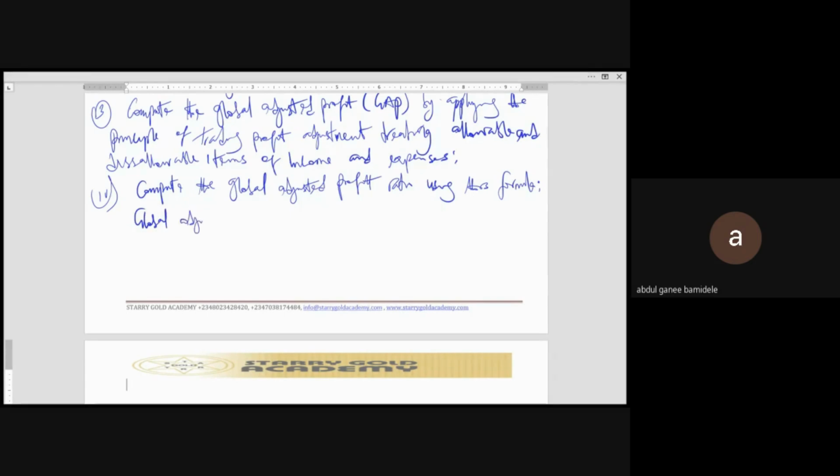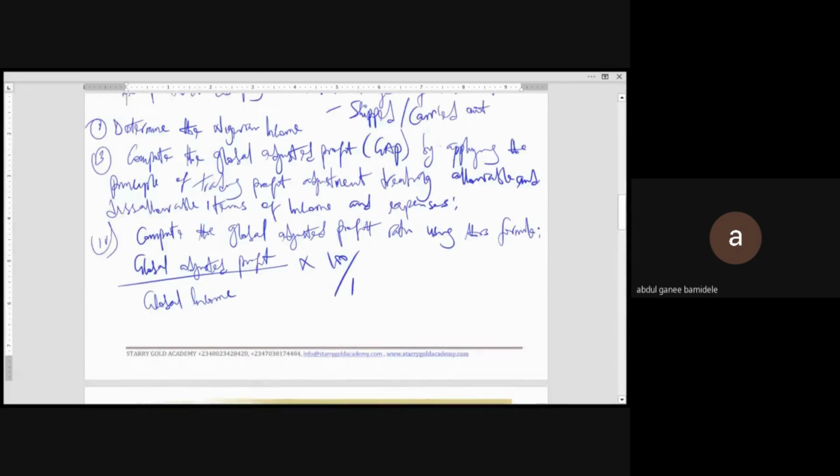Global adjusted profit divided by global income, multiplied by 100 divided by 1. Then step 5.